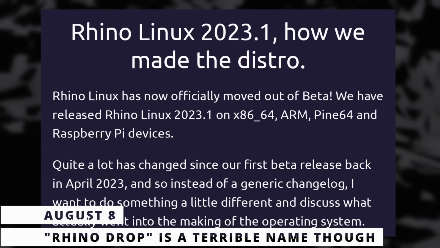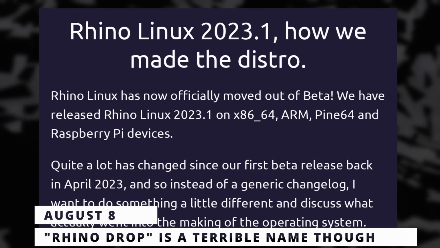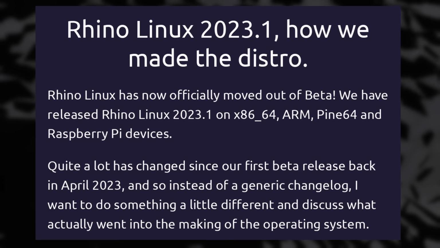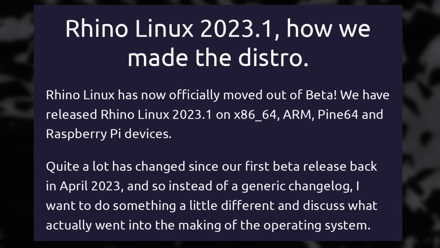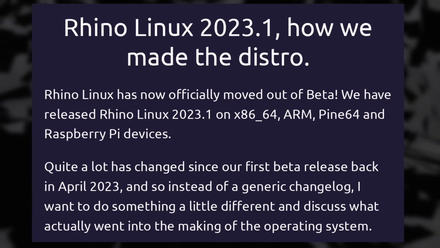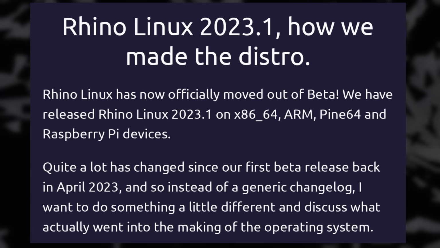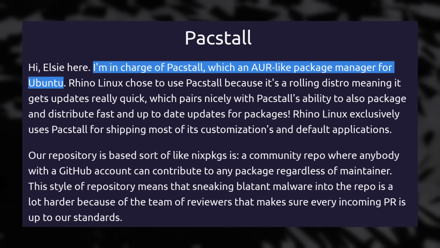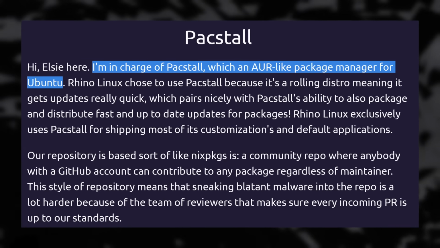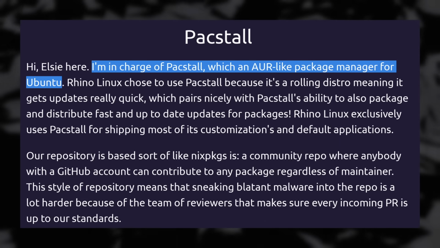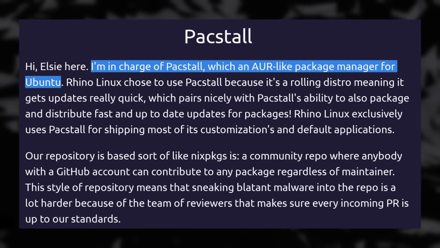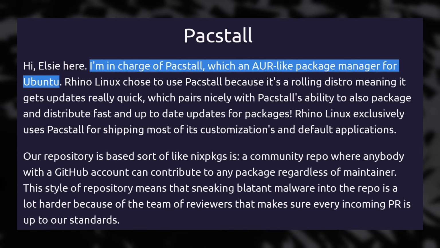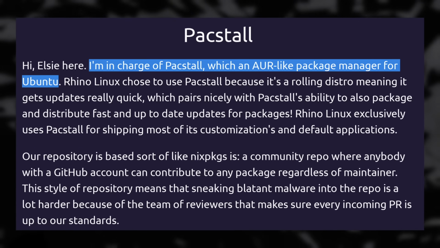Now, fans of rolling releases can rejoice as there's a new one. Rhino Linux is now out of beta, and it is the continuation of the Rolling Rhino project, which was a set of scripts to turn Ubuntu into a rolling release. So this distro comes with a lot of cool stuff like Packstall, which is an AUR-like package manager for Ubuntu. It is used to ship all the customization in Rhino Linux and the default apps, and the Rhino Linux repo is handled as a community repo, where anyone can submit a package.